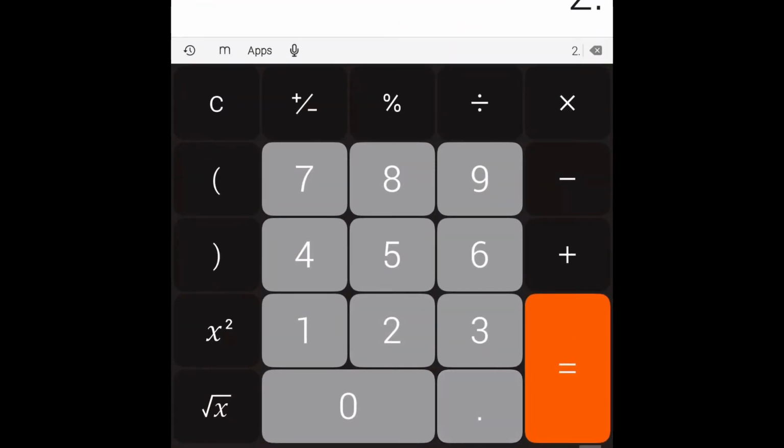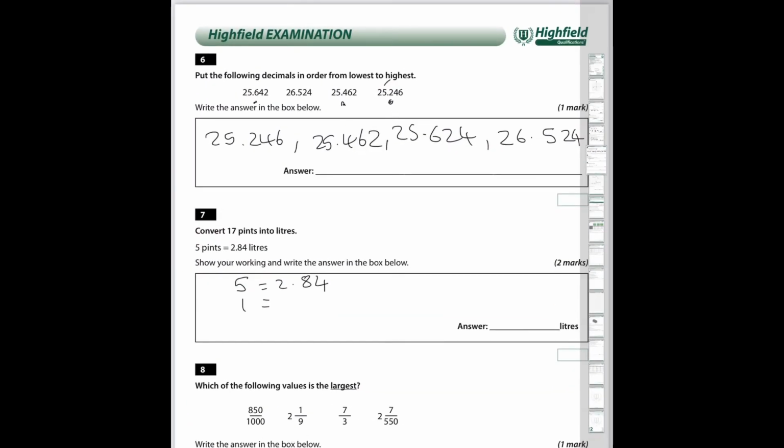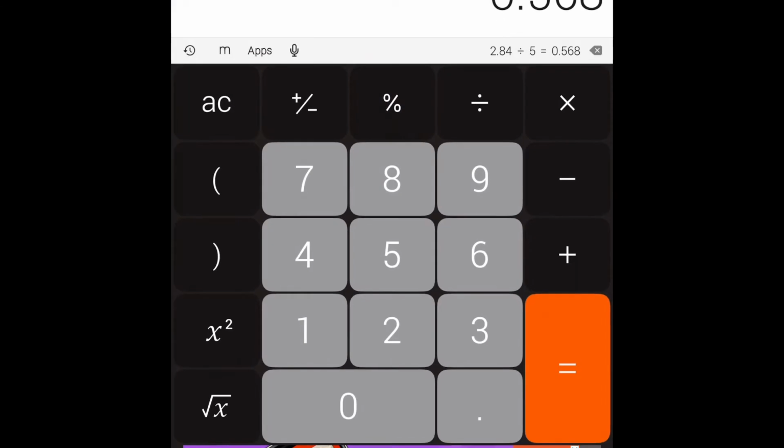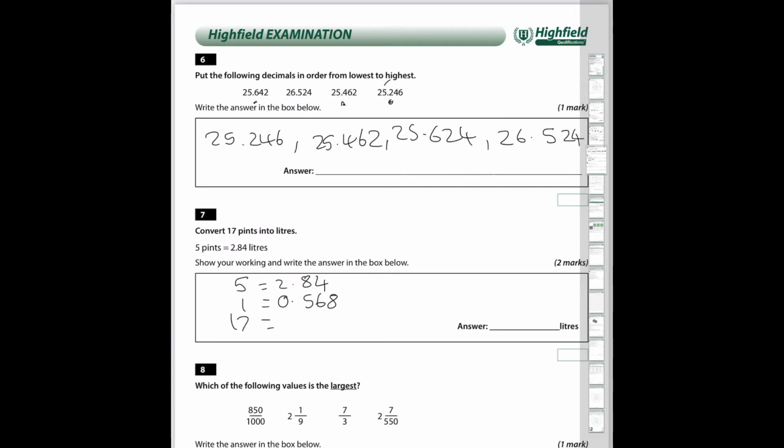So 2.84 divided by 5 is 0.568. So then we need to work out 17. So we just multiply the 0.568 by 17. 9.656. So we might be able to round that up and do 9.66. So the answer is 9.66 litres.